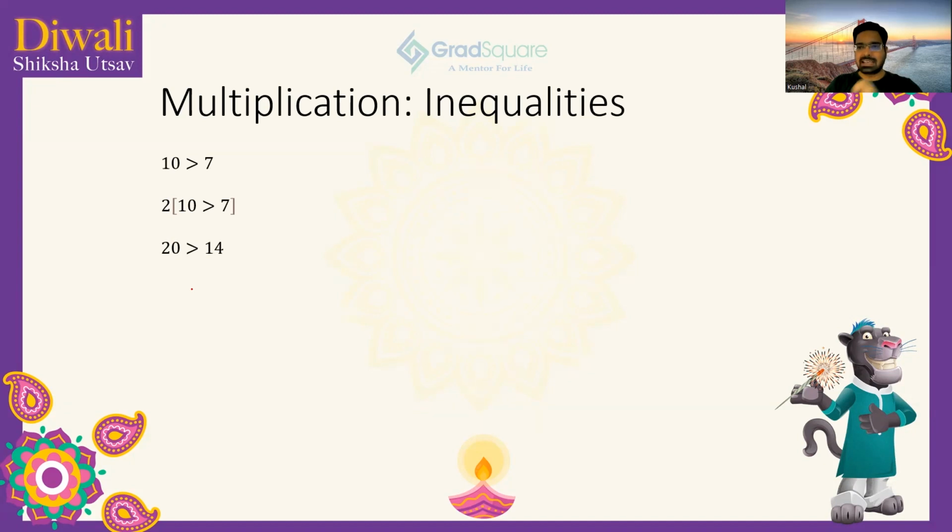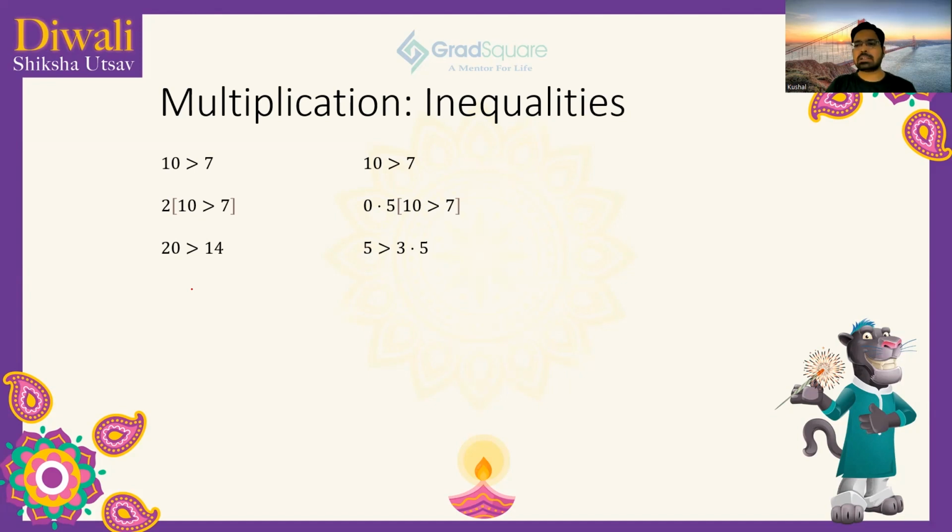Now let's take the same inequality and multiply it by another number. So 10 greater than 7, and multiply this inequality by 0.5. I've tried to experiment with the numbers, now experimenting with numbers between 0 and 1. If you multiply this inequality by 0.5, you are going to get 5 greater than 3.5, which is absolutely correct. So there is no problem as long as you multiply the inequality by a positive number.